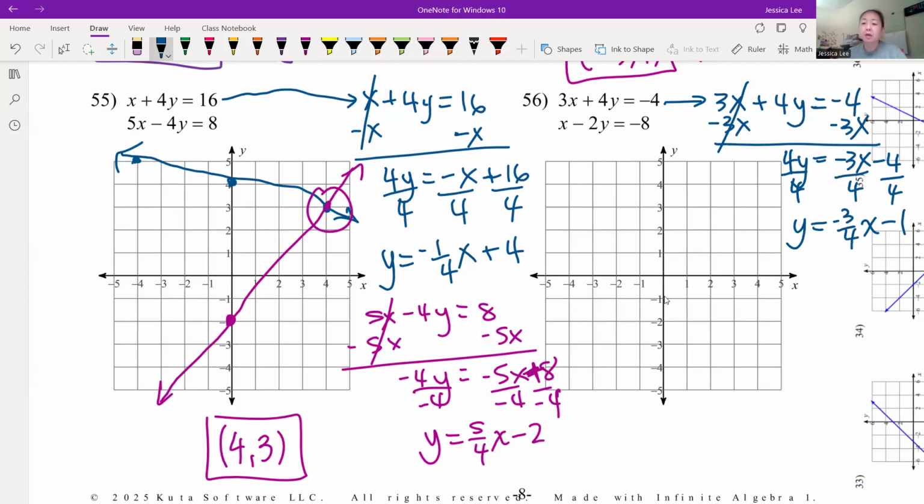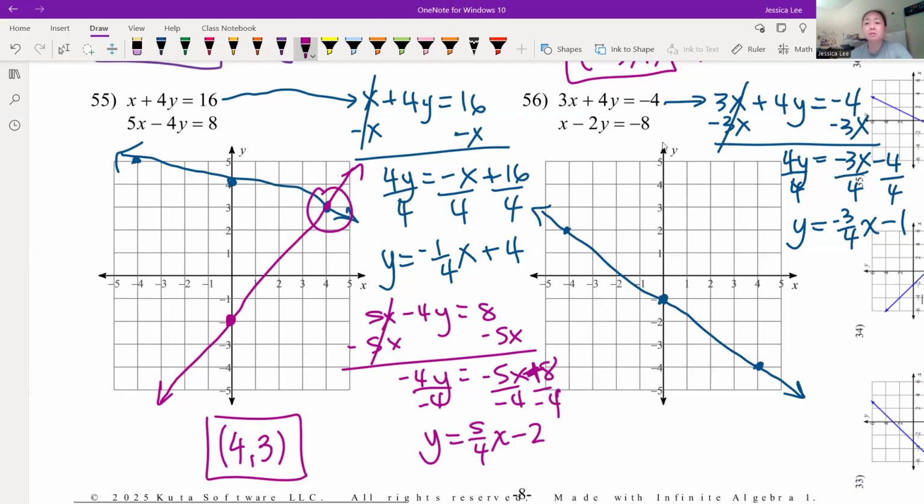Okay, we're going to start at negative 1 right here. And then it's positive 3 to the left 4. It's decreasing just like this. We're just going to go down, go down. Yay! All right, our second line.